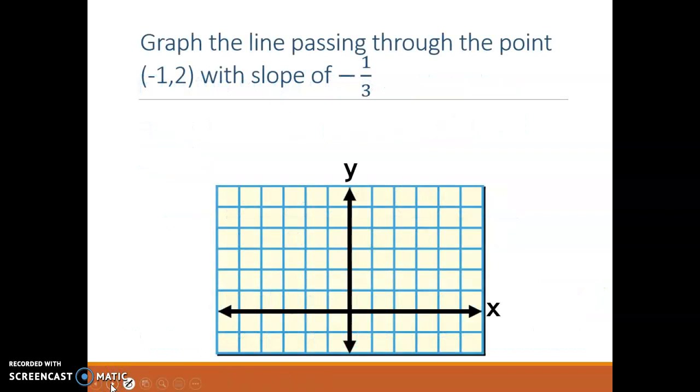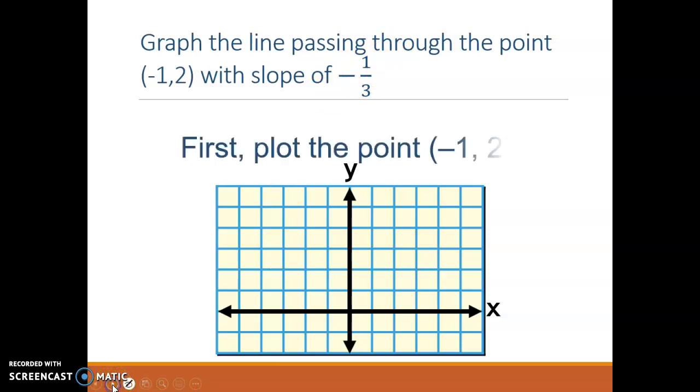Let's graph the line that passes through the point (negative 1, 2), with a slope of negative 1 over 3, or negative 1/3. The first thing we want to do is plot our point. So we're going to plot negative 1, 2. So we're going to go to the left 1 and positive 2. That's right here. So we'll plot that point.